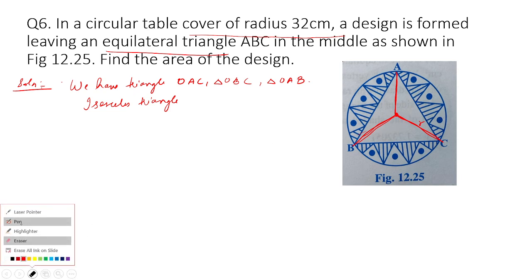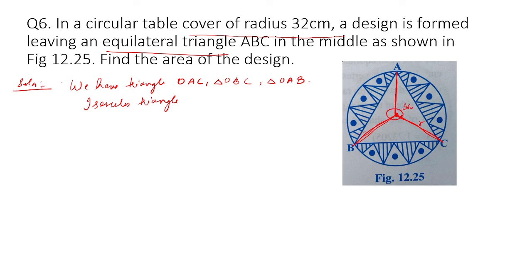Now, the entire angle around the center would be equal to 360 degrees. If you add all these 3 angles, you have to get 360 degrees. Therefore, you can write 3 theta is equal to 360 degrees. If you add 3 angles, 1, 2, 3, you get 360. So you can cut that, and theta is going to be equal to 120 degrees.